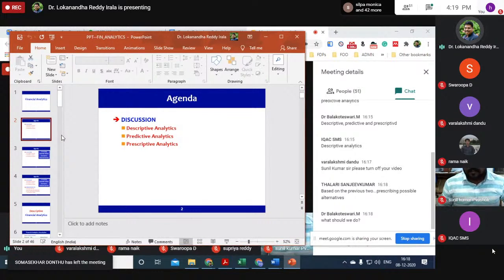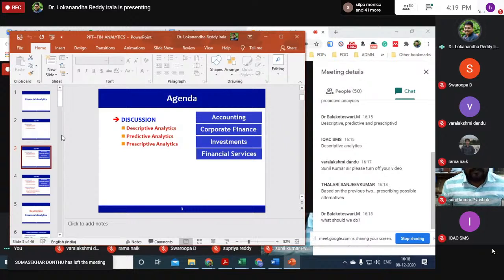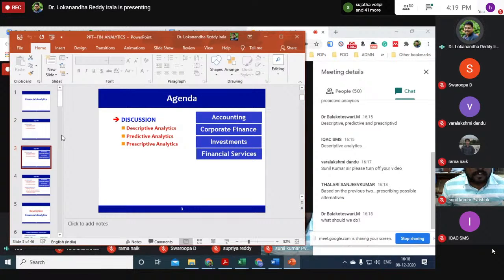Now, what I will try to do now, I'll try to cover these 4 areas in finance. Accounting, and corporate finance. Basically, corporate finance is what we popularly call financial management. The investments are also called the security analysis and portfolio management and things like that. And financial services.